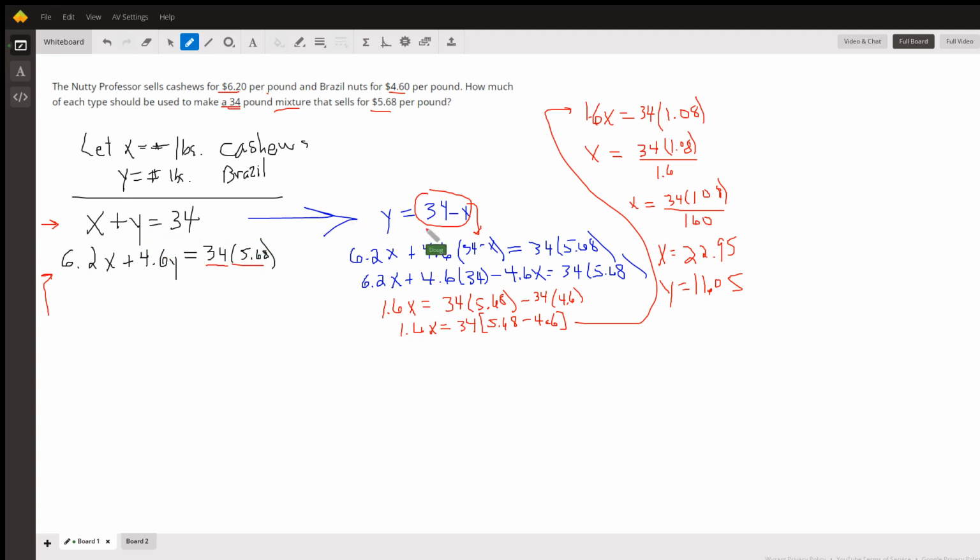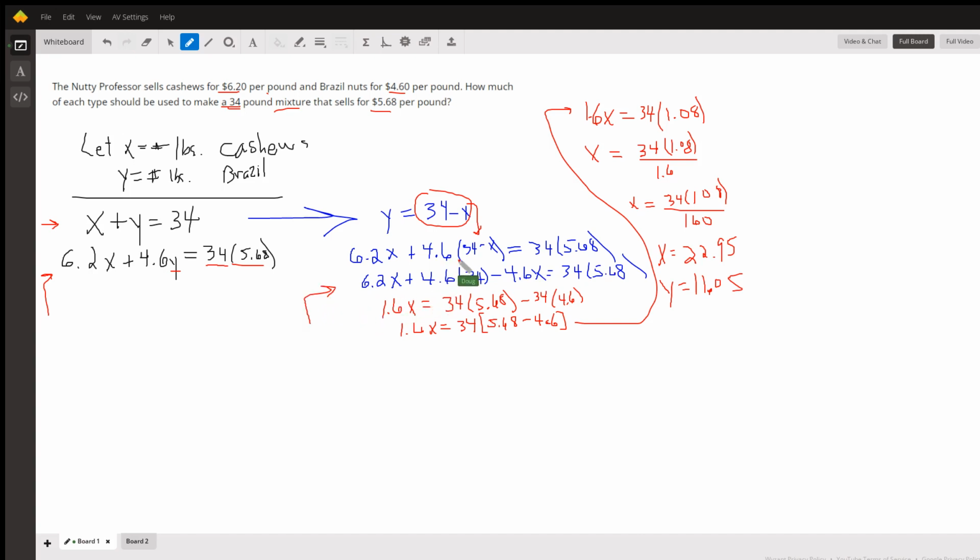Now, I would normally solve this using the substitution method because it's easy to get one of the variables by itself in one of the equations. So Y equals 34 minus X. I substitute that for Y into the other equation. We could clear the equation of decimals right now by multiplying every term by 100, but I thought I'd work it out this way this time.